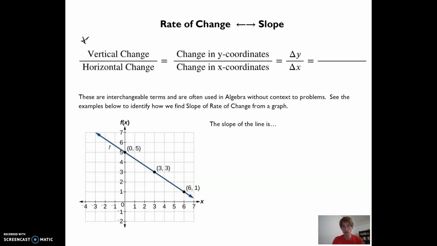Vertical change over horizontal change. Another way to think about that is the change in the y-coordinate over the change in the x-coordinate. You will sometimes see it written over here where I just put a star above with these triangles. This is the character delta. It's used a lot to represent the word change in math and science. So we could say delta y over delta x to mean change in y over change in x.